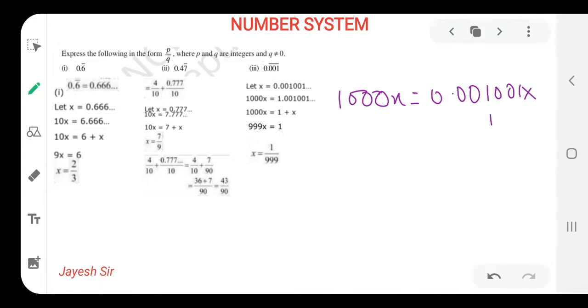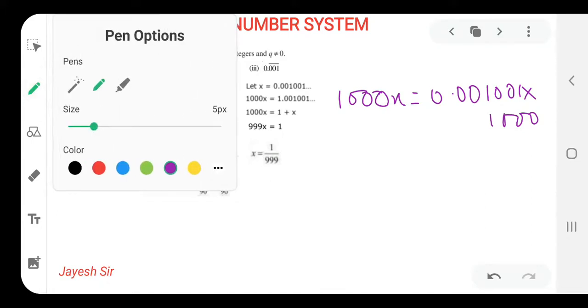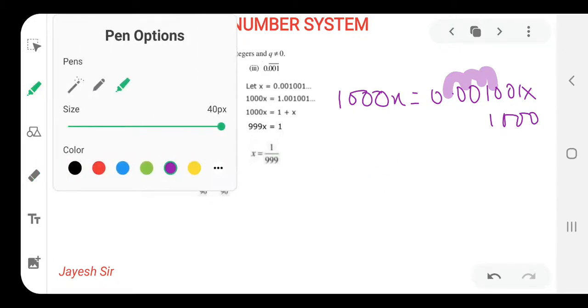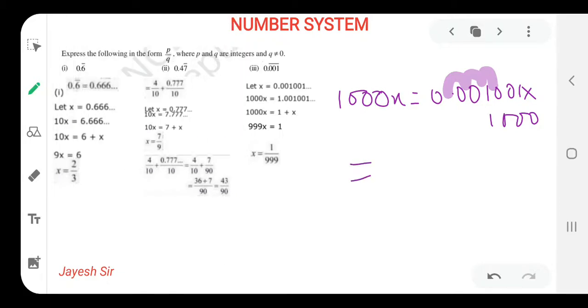0.001001 should be multiplied with 1000. Now after multiplying it with 1000, the point would shift three places to the right hand side. 1, 2, 3. That means the point should be coming over here. So the number will become, what number will it become?